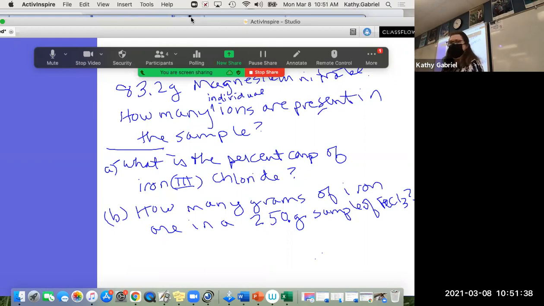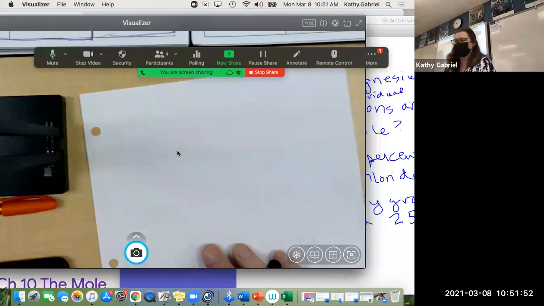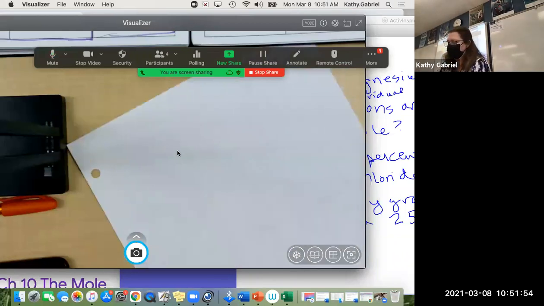I'm just going to write the whole problem on here because then you won't have to worry about if I switch screens. I wasn't sure if it would be legible enough, but it looks like it's okay. I've got to tilt it and then I'll move it. All right.